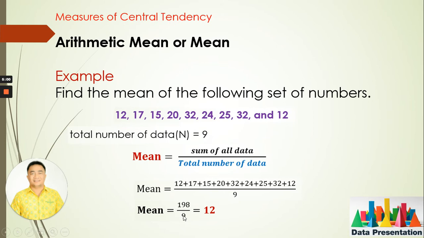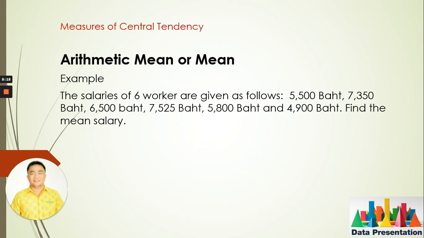We divided by 9, and that is equal to 12. So therefore, the average mean for this data that we have here is 12. Do you understand it? It's easy, right? Now we go to the next question here, and this is about the salaries.